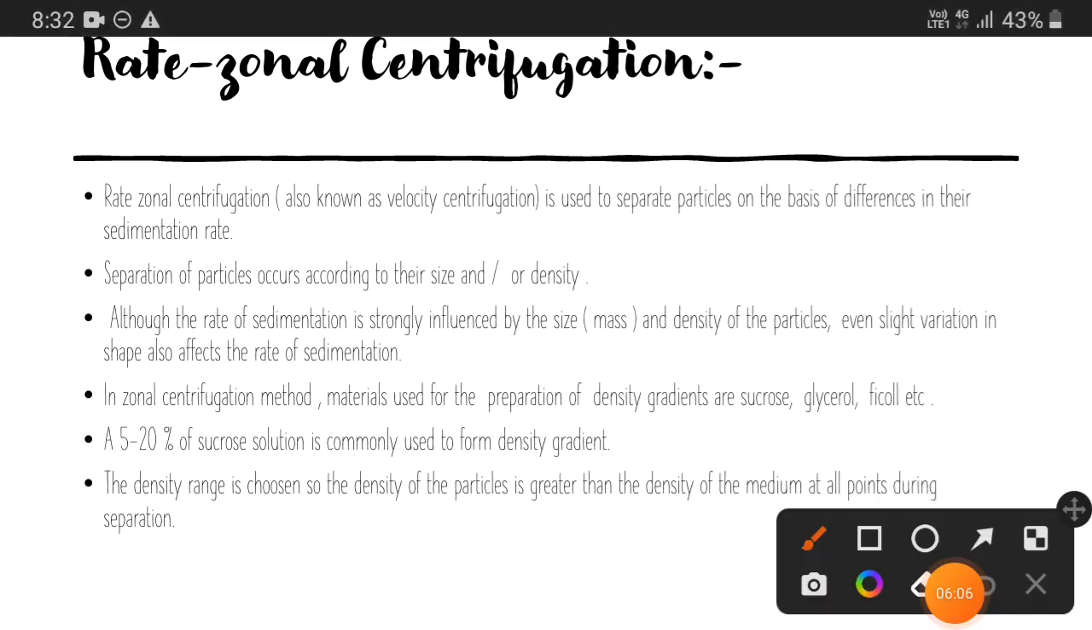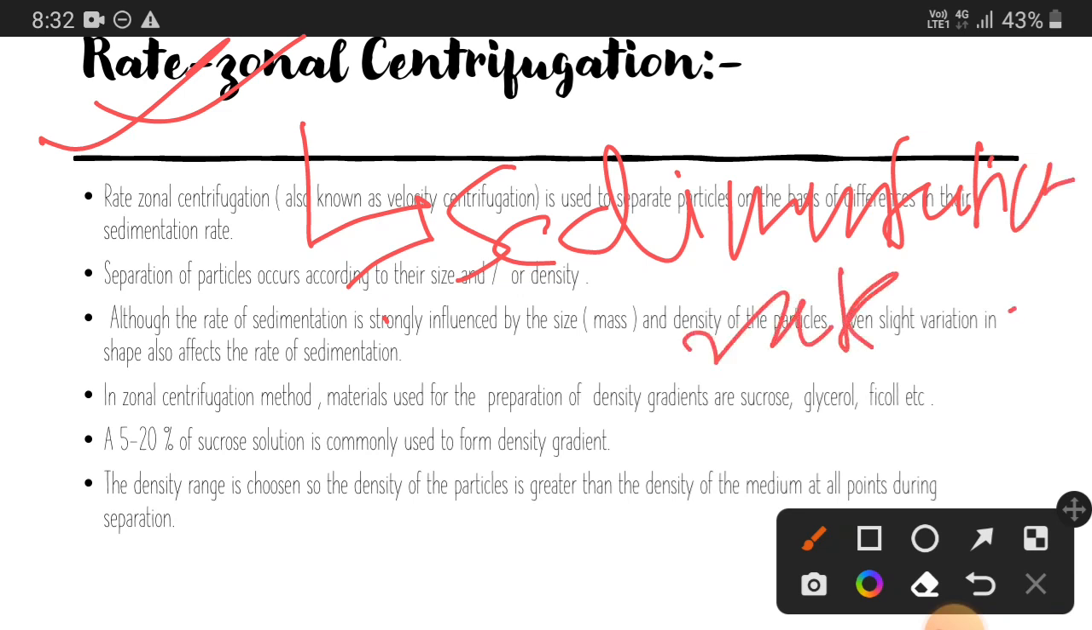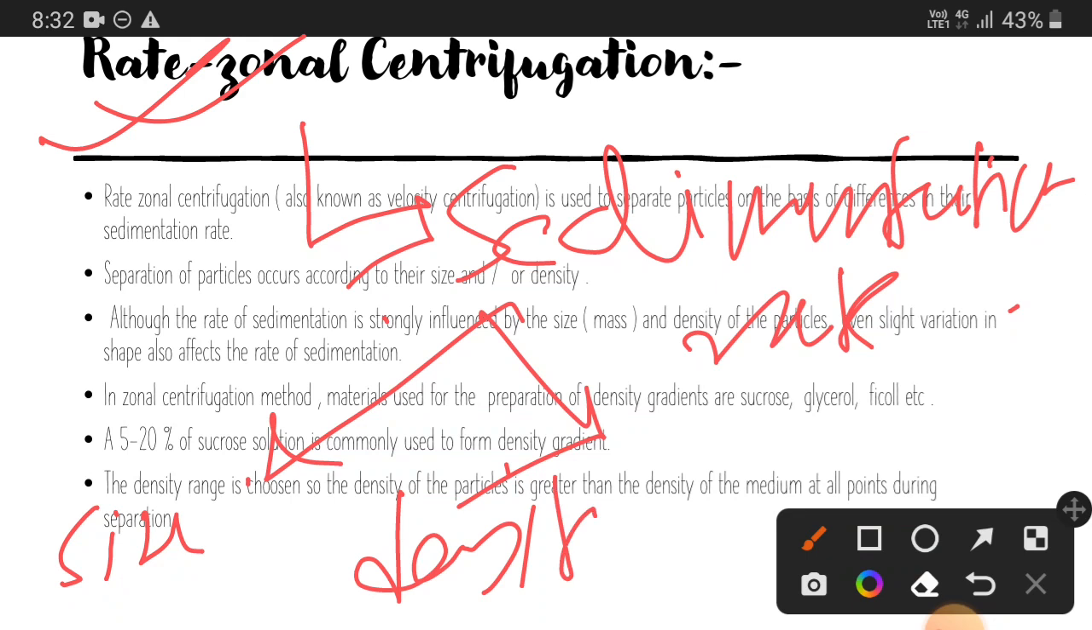Now let's come to the first type of density gradient centrifugation, rate zonal centrifugation. The difference between rate zonal centrifugation and normal centrifugation is that rate zonal centrifugation consists of a density gradient, and the rest of the procedure is exactly the same. Rate zonal centrifugation separates particles based on their sedimentation rate, just like other centrifugation procedures. Sedimentation rate means it separates particles based on differences in size and density.